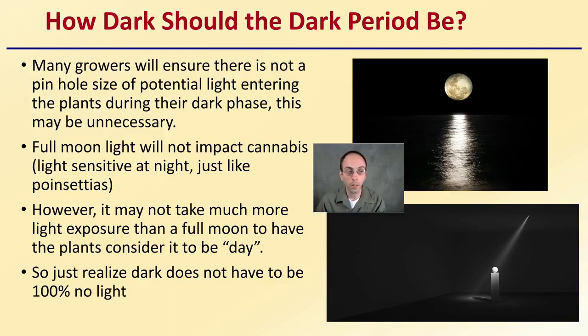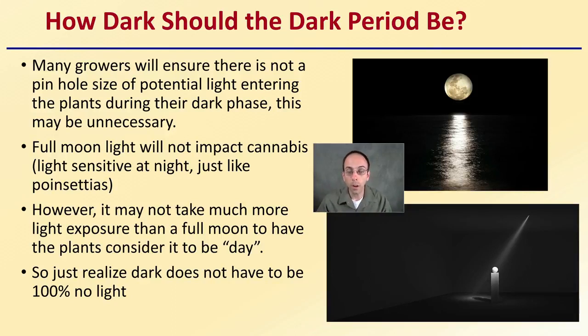This may be unnecessary. Keep in mind, for plants growing outside, regular photoperiod dependent ones, full moonlight will not impact cannabis. They are light sensitive at night, just like poinsettias. So the full moon intensity of light will not affect cannabis plants. However, it may not take much more light exposure than a full moon to have plants considered to be in a day or a light on period.